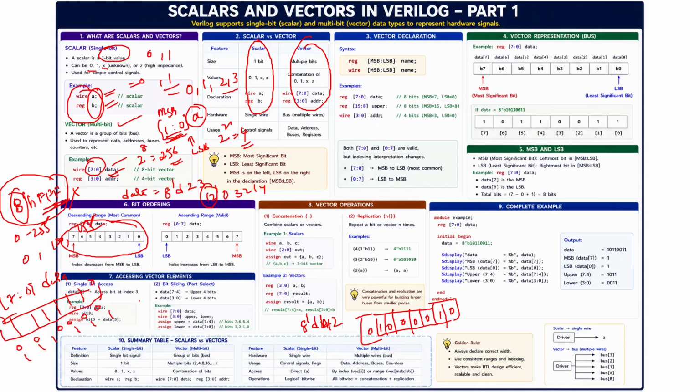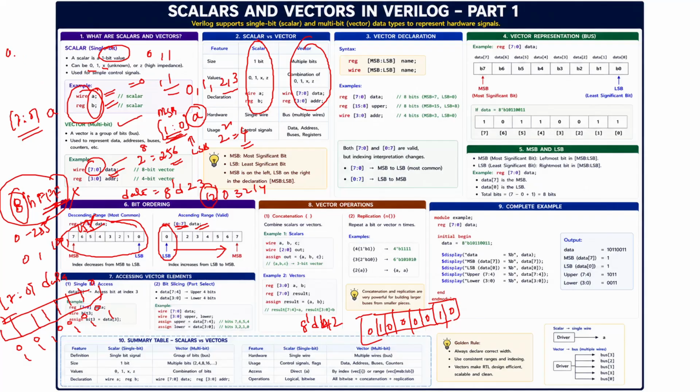Suppose you are storing 7 down to 0, where 7 is the MSB. If you write 0 to 7, that is ascending order, starting from the LSB and ending with the most significant bit. That means you need to write the variables from LSB to MSB. Remember, but don't use this one. Many times we use MSB to LSB only, 7 down to 0. This way only we use. And don't mix these vectors.